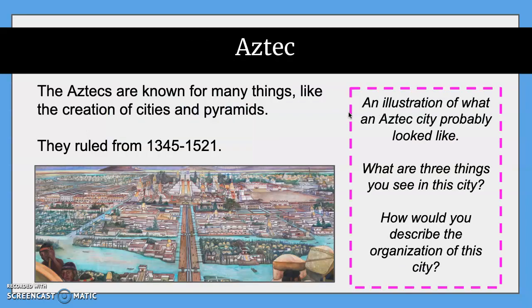Aztec. The Aztecs are known for many things, like the creation of cities and pyramids. They ruled from 1345 to 1521. An illustration of what an Aztec city probably looked like. What are 3 things you see in this city? How would you describe the organization of the city?